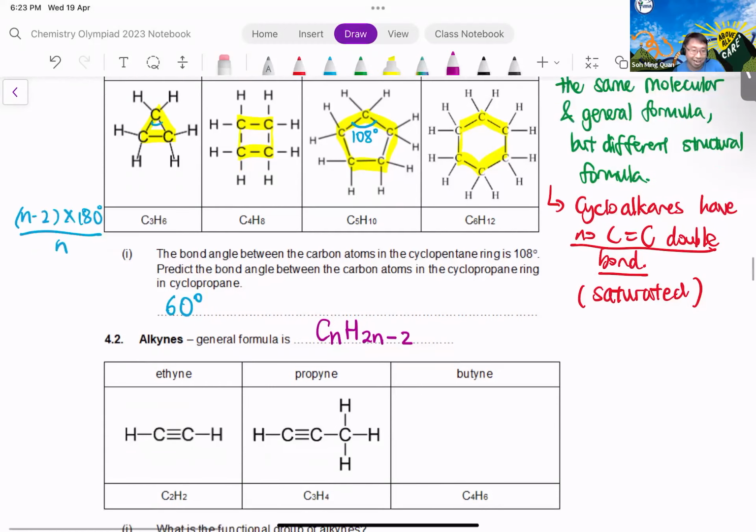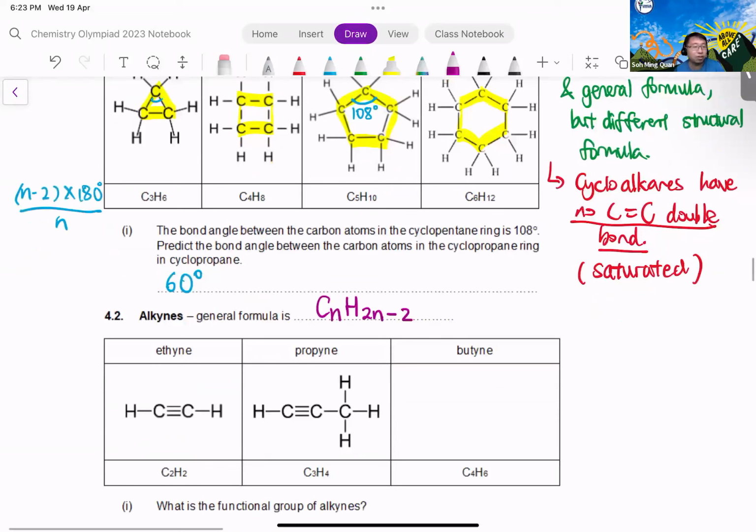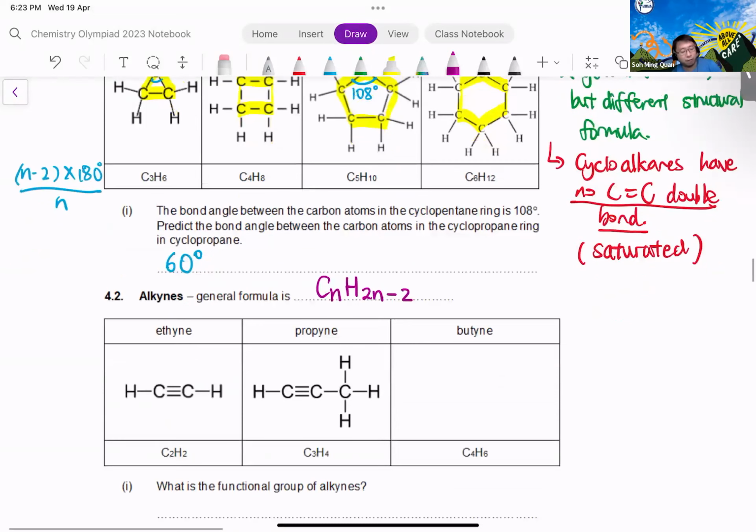So we have ethyne. Ethyne has 2 carbons. Propyne, 3 carbons. Butyne, 4 carbons. So again, same thing. 4 carbon, lay it out. All right. Lay out the 4 carbon.